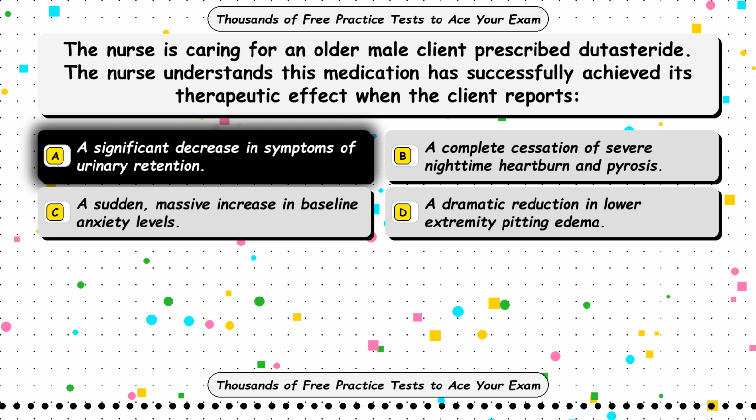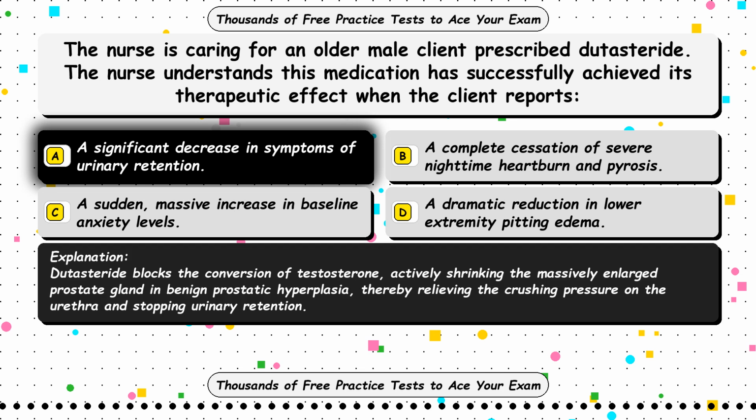The correct answer is option A, a significant decrease in symptoms of urinary retention. Dutasteride blocks the conversion of testosterone, actively shrinking the massively enlarged prostate gland in benign prostatic hyperplasia, thereby relieving the crushing pressure on the urethra and stopping urinary retention.